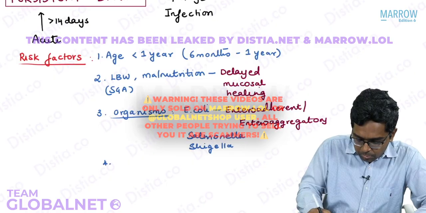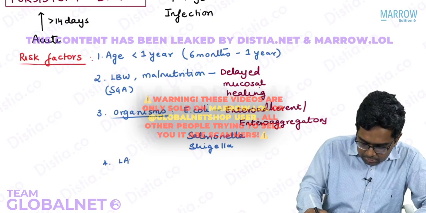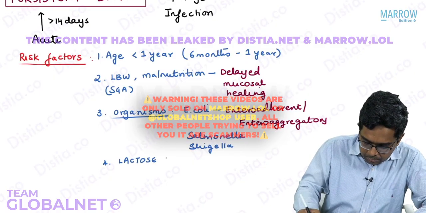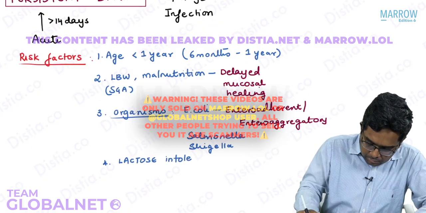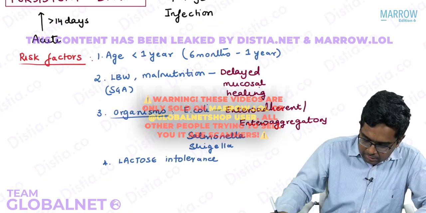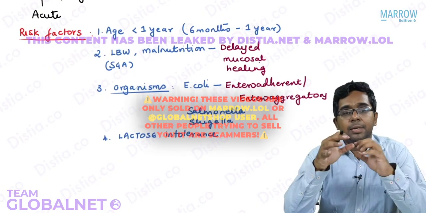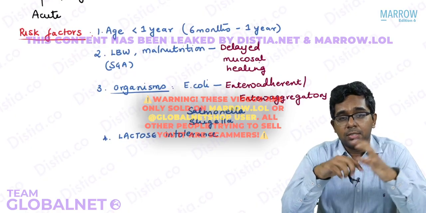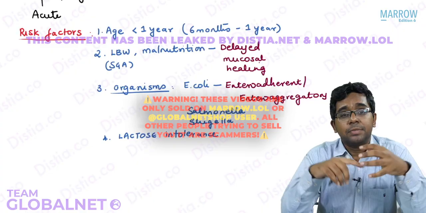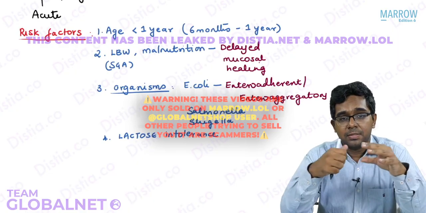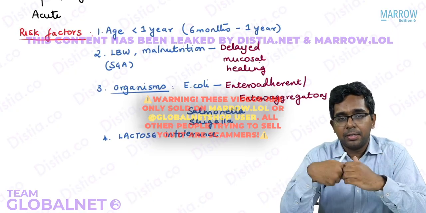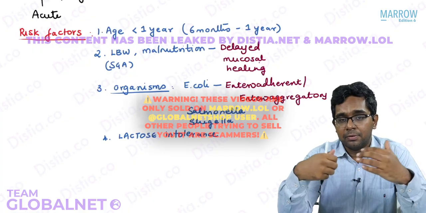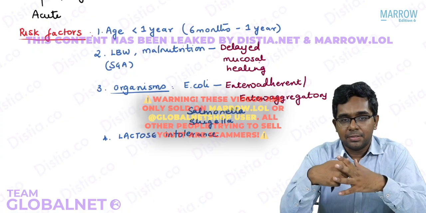Fourth important group is lactose intolerance. I will shortly discuss this condition. At that time, I'll be telling you that lactose intolerance is both a risk factor as well as a consequence of persistent diarrhea. I'll keep that discussion to the later part. As of now, we will continue discussing the other risk factors.